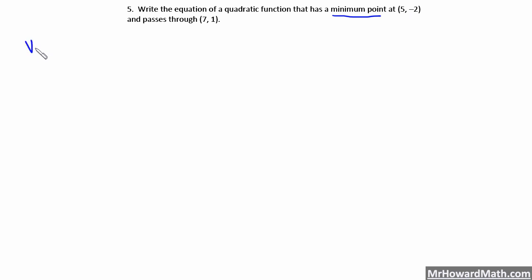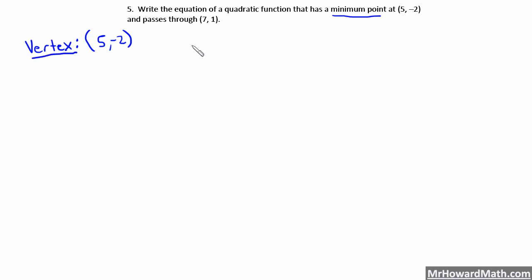So in this case, we're trying to find the equation. They're giving us stuff and finding the equation as opposed to sketching like we were doing before. So our vertex is 5 comma negative 2. And then it passes through 7, 1. So if we want to write the equation, since we're given the vertex, we need to use vertex form.